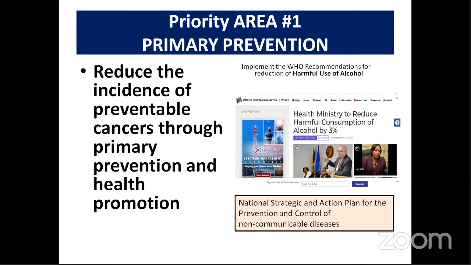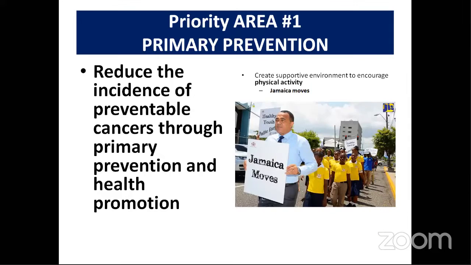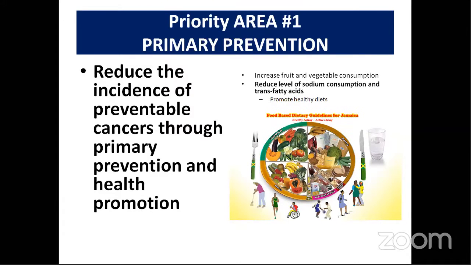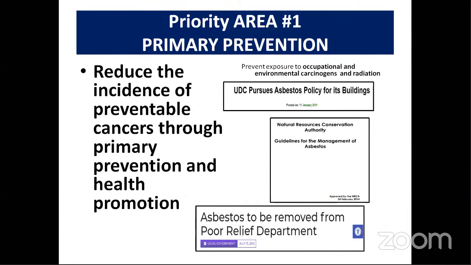We have also implemented the reduction of harmful use of alcohol. This is a part of our National Strategic and Action Plan for Prevention and Control of Non-Communicable Diseases. One of the success stories in this country is that, for obesity, one of the modifiable risk factors causing cancers, we have implemented what we call Jamaica Moves in the country so that we can prevent the incidence of cancer. In terms of dietary practices, we aim to reduce the level of sodium consumption by way of food-based dietary guidelines established for Jamaica. In terms of carcinogens, exposure to asbestos is a known risk factor for causing cancer, and we have established, through the National Resources Conservation Authority, a guideline for management of asbestos.